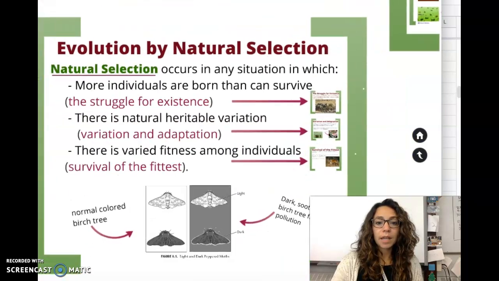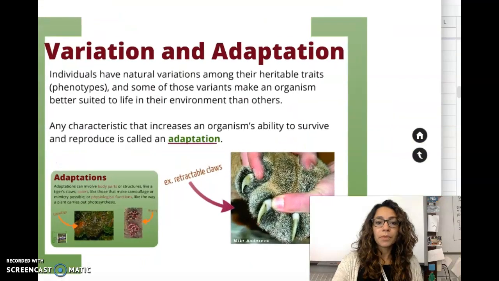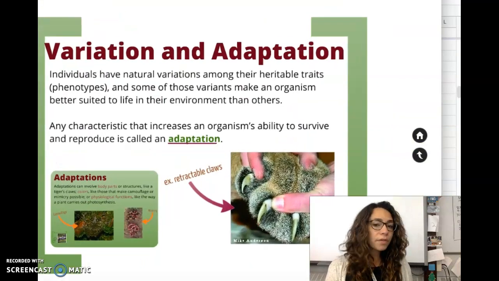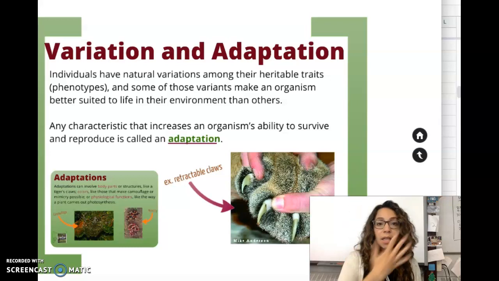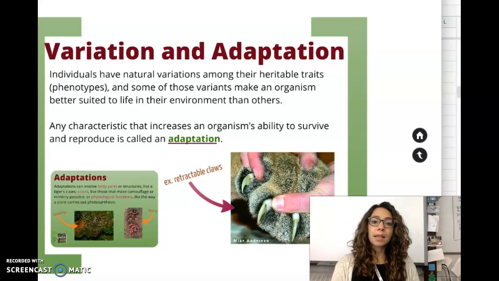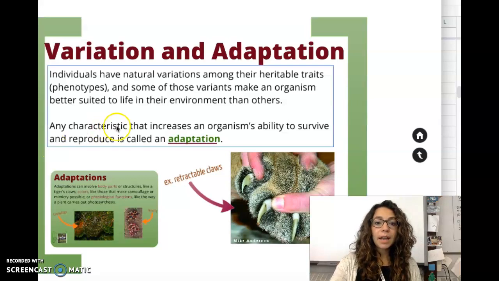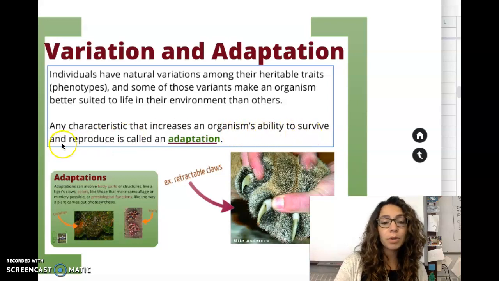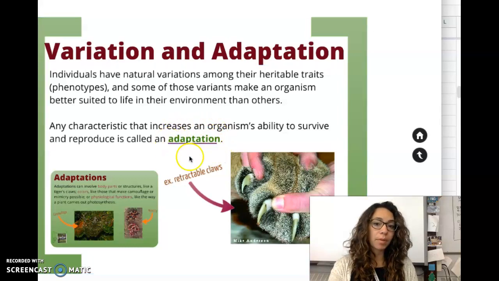And now let's take a look at variations and adaptations. Okay, so individuals have natural variations among their heritable traits, their phenotypes, right? What you see, their physical traits. And some of those variants make organisms better suited for life in a particular environment than others. Any characteristic that increases an organism's ability to survive and reproduce is called an adaptation. That's a really important vocabulary word.